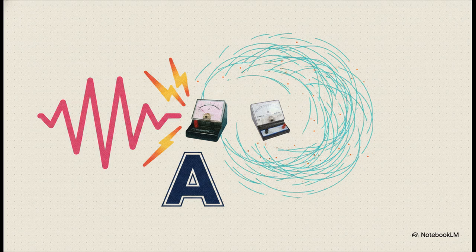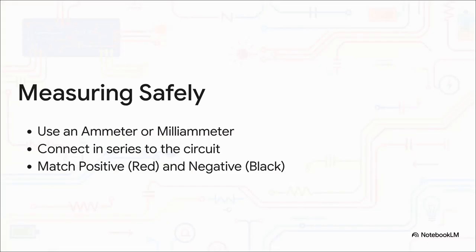And the tools we use for this are pretty specific. A standard ammeter handles those larger, heavy-duty currents, anything above 1 amp. But for the tiny stuff, a milliammeter steps in for that precision, safely measuring delicate currents that are 1,000 times smaller. Now, you can't just plug these meters in willy-nilly. There are strict rules of engagement for measuring safely.